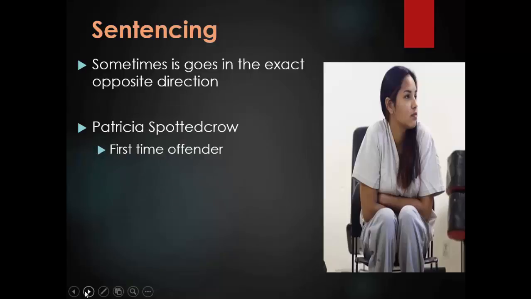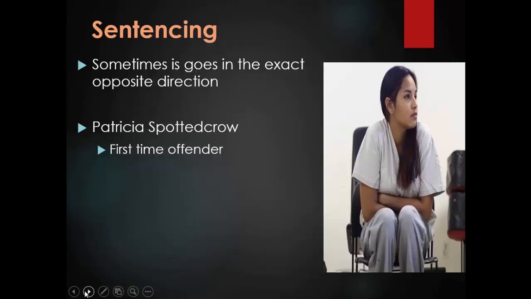Sometimes, on the other hand, sentencing goes in the exact opposite direction, and there are much more harsh sentences that are being handed out. This lady, I want you to meet her. Her name is Patricia Spotted Crow. She is the mother of 4, and she lives in Oklahoma.